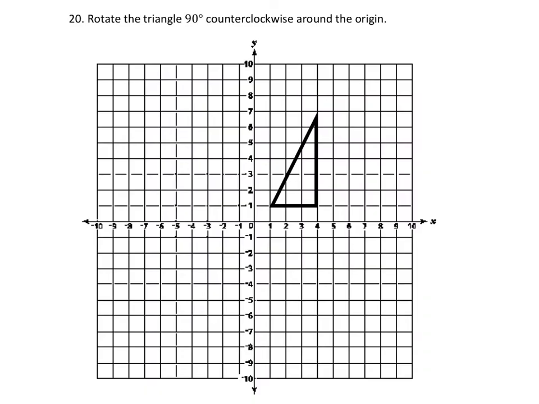All right, number 20. This is a 90-degree counterclockwise rotation around the origin. The origin is right here, and I've got this triangle with these corners here. I can trace it if I were to use a scratch piece of paper, and I'm going to rotate it 90 degrees in the counterclockwise direction. So let's go ahead and do that.